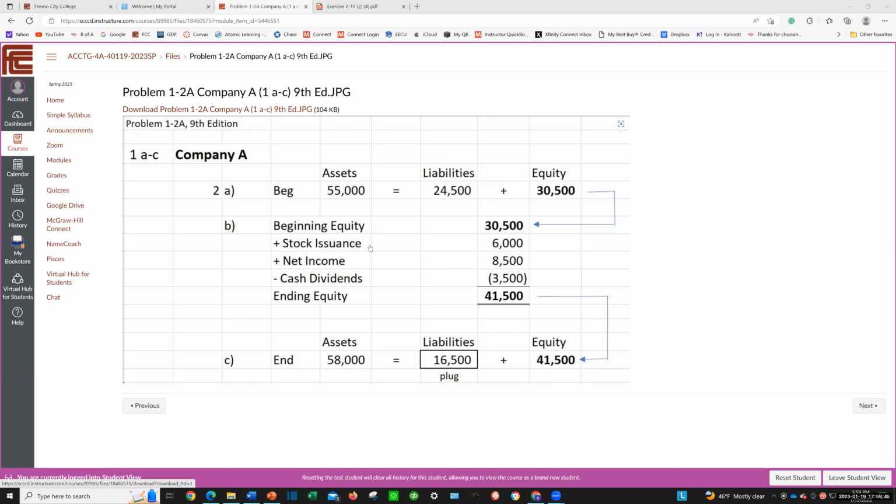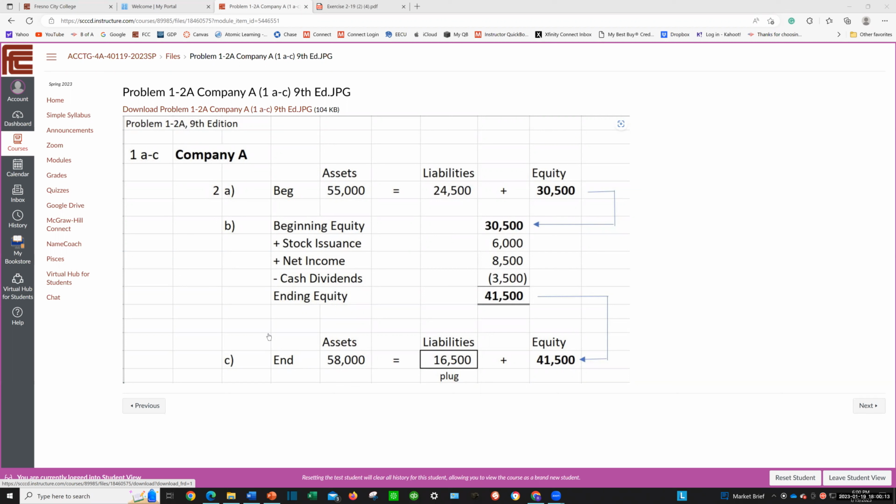In B, they're going to want you to solve for ending equity, right? They're going to give you stock issuance, net income, and cash dividends, but they don't give you beginning equity. Well, the thing is, in the prior calculation, you have already solved it. So you're going to take the 30,500 and plug it into your formula, and then add them up, and you'll get your ending equity, right?